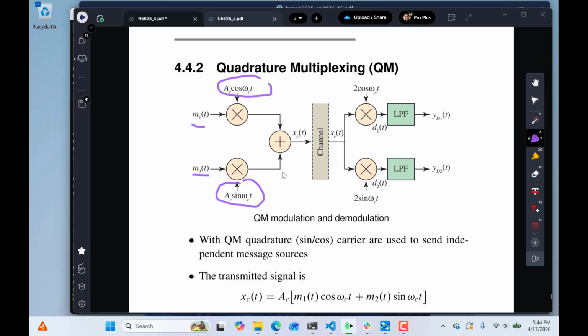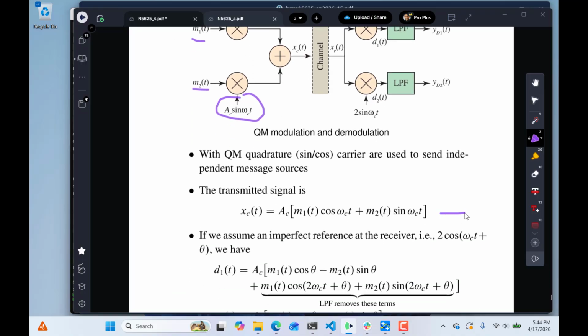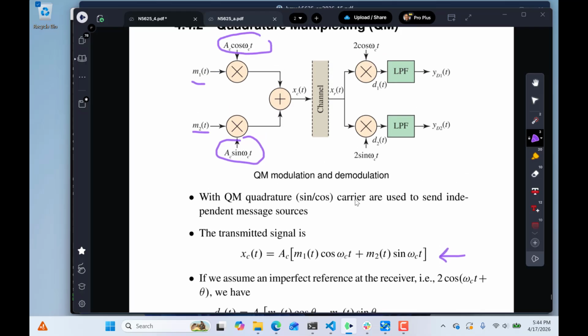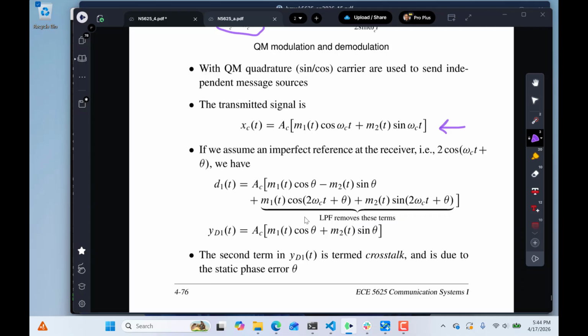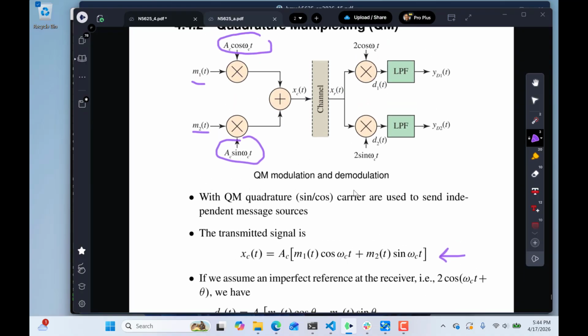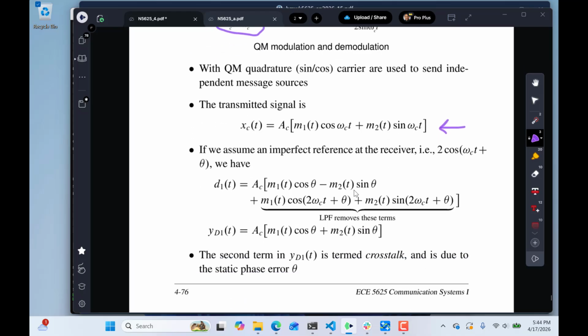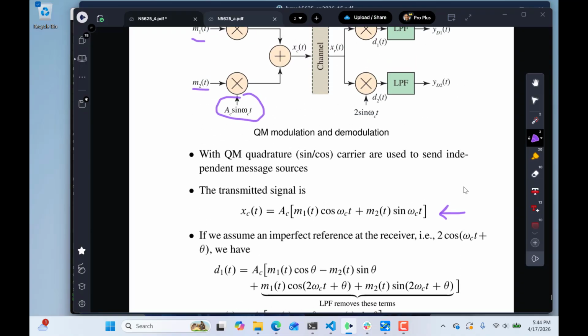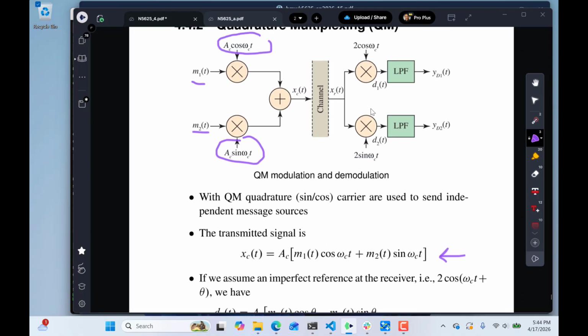Just represent this right here with the sine and the cosine, and then come down here and do the multiplication to get back the original signals again. So here I'm going to take M1 cosine minus M2 sine, and then I'm going to get the double frequency term, because I'm assuming I'm going to multiply by cosine.